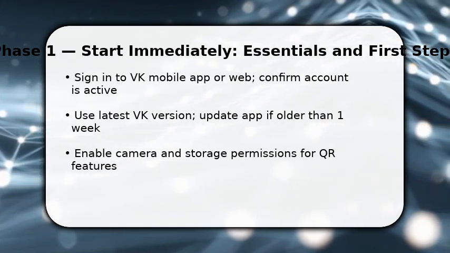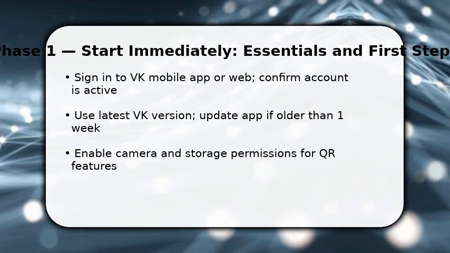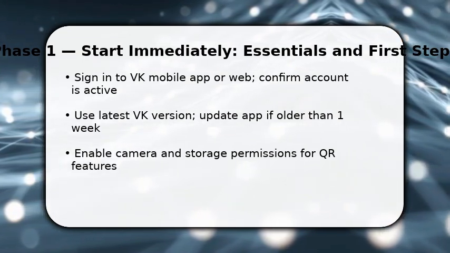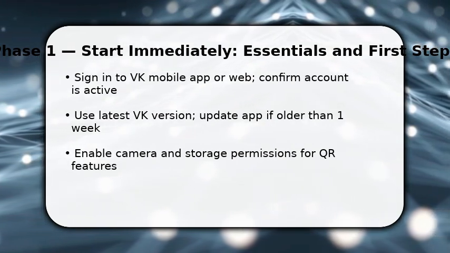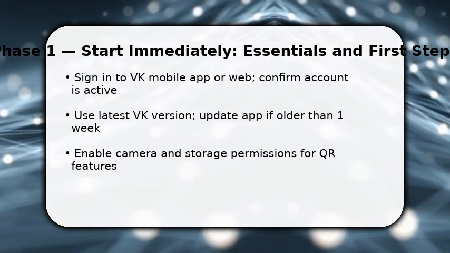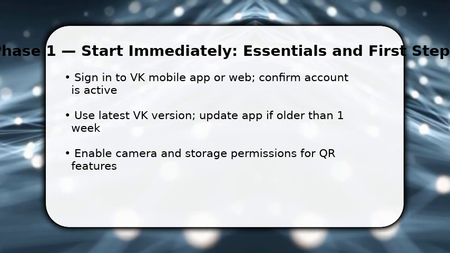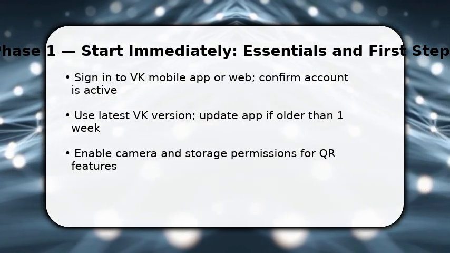Next, enable camera and storage permissions. Those allow the app to scan or generate codes. If you're on web, switch to mobile view or mobile site. That exposes the QR menu. Now head to the profile or settings area to begin locating the QR option.